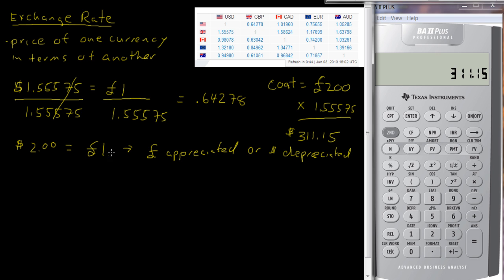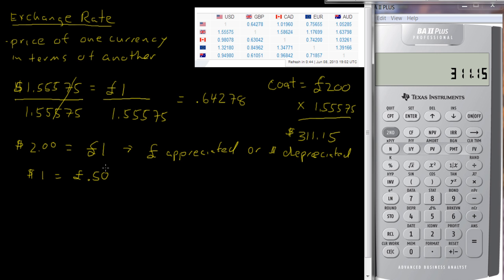It now takes more dollars to buy 1 pound sterling, and if we wanted to convert this to how many pounds it takes to buy 1 US dollar, we could divide both sides by 2, right? So we would get 1 US dollar equals 0.5 pounds.